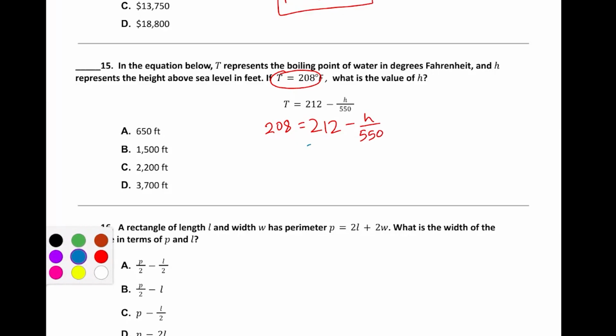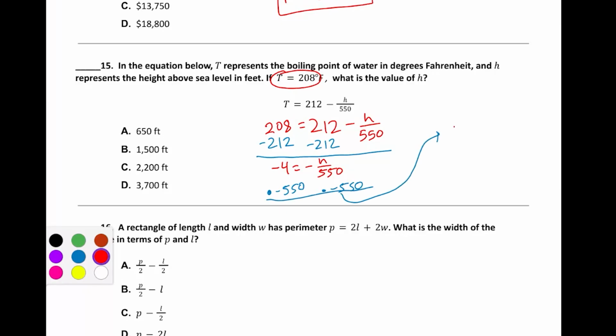So to do that, we're going to first subtract 212 from both sides. That's going to give me negative 4 equals negative H over 550. And then we can multiply both sides by negative 550 to get our answer for H. So let's see here. Negative 4 times negative 550 is positive 2,200.